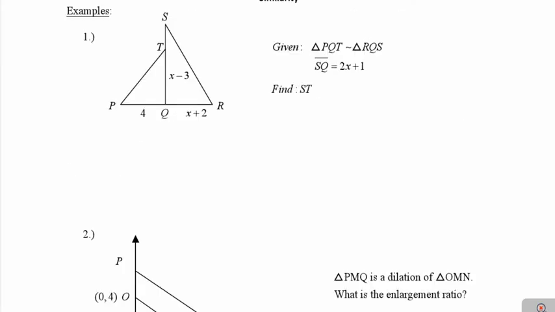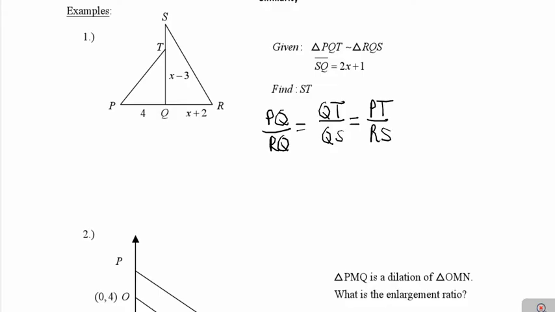Okay, so in example 1, we're given that triangle PQT is similar to triangle RQS and that SQ is equal to 2x plus 1. So again, the first thing that you always want to do when you're given similar polygons, write out the extended proportion. So do that now. There's the extended proportion that you should have, and then the next step, step 2, would be to fill in everything that you know.